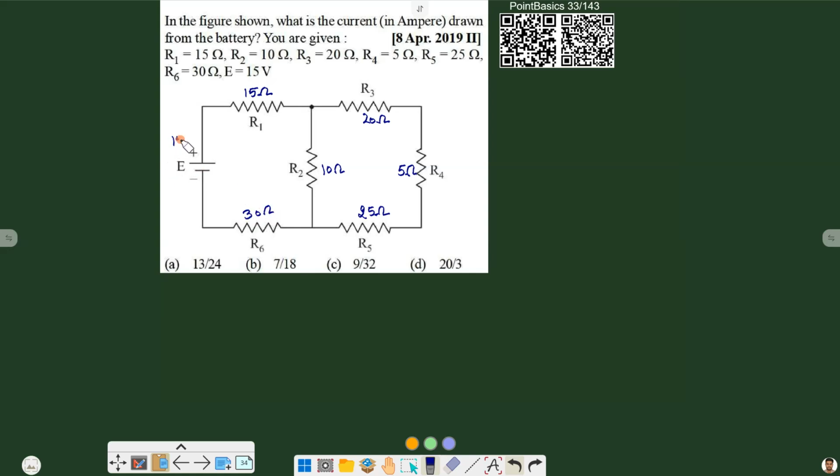Battery is 15 volt, and we have to find the current drawn from the battery. So effectively what we have to do, first we have to solve this circuit and find the effective resistance, and then using that effective resistance we can find out the net current flowing from the battery.